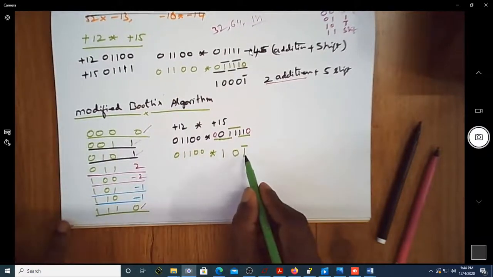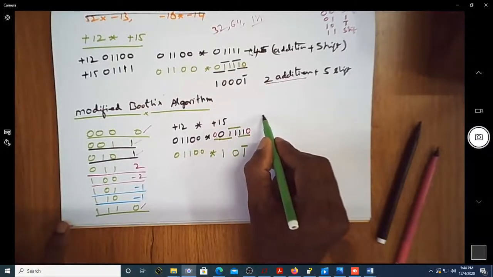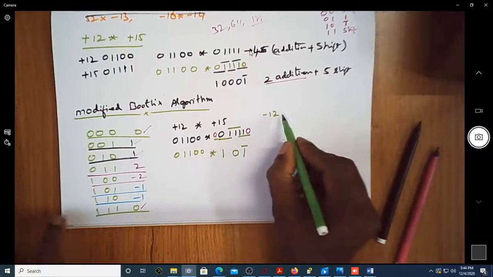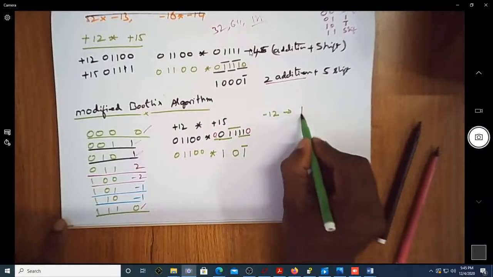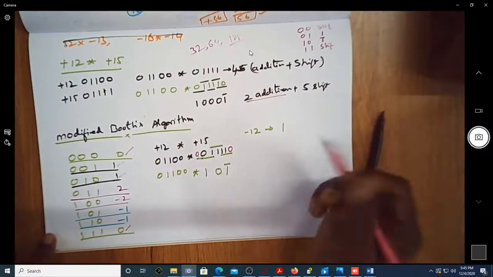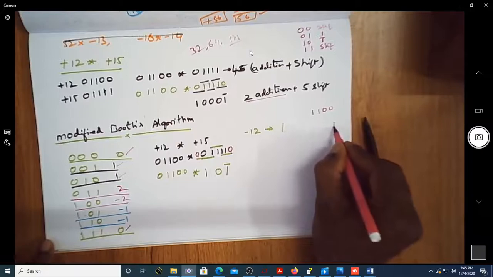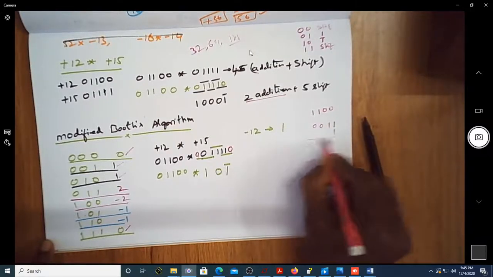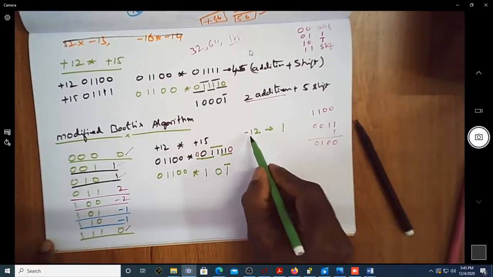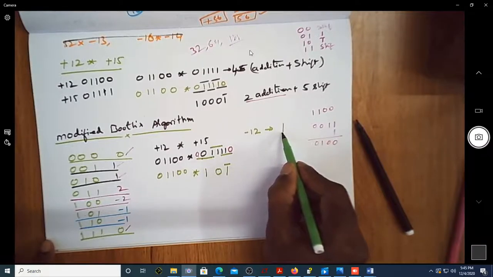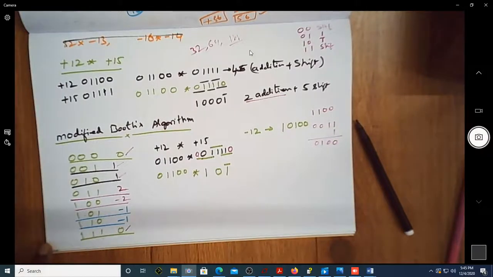So now when I say it is minus, you have to add the negative of the multiplicand. So I need to write the binary equivalent of minus 12. For minus 12, the sign bit is 1. For the magnitude, 12 is 1100, its 1's complement is 0011, and then plus 1 gives 0 1 0 0. So I will represent minus 12 with sign bit 1 and magnitude 0 1 0 0. This is now minus 12.